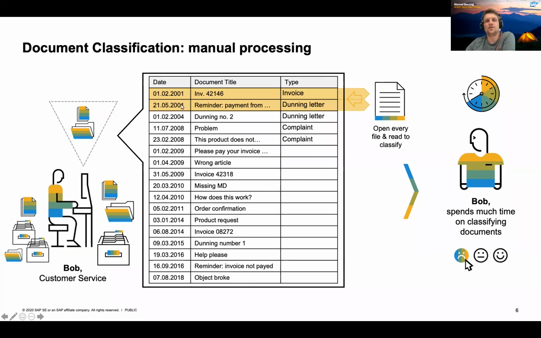And Bob usually is concerned with sorting these documents into different categories to forward them to the right compartment. So for example, there's a complaint, there's a dunning letter, there's an invoice, there might be a payment advice, and so on. What Bob has to do for that is he has to open every file and read it to decide what it is and then forward it. This, of course, means Bob spends a lot of time on classifying documents according to certain schemata.